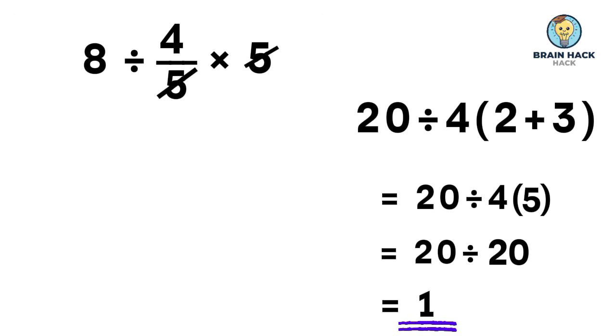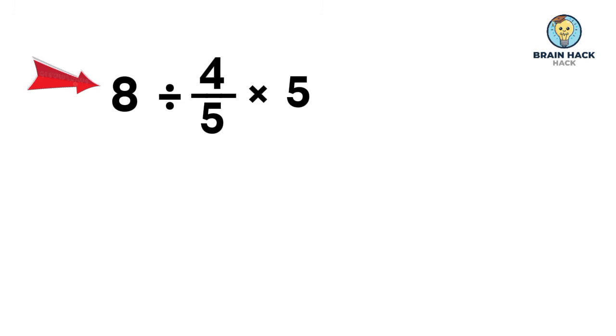Now, let's solve the problem from the beginning. 8 divided by 4 over 5 multiplied by 5. Step 1. Multiplication and division have equal priority. Solve from left to right.